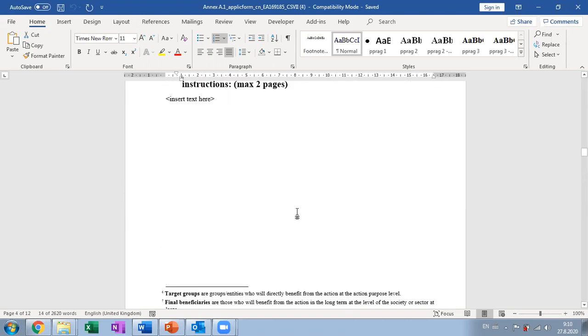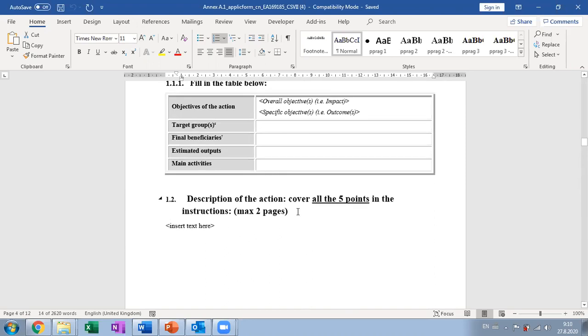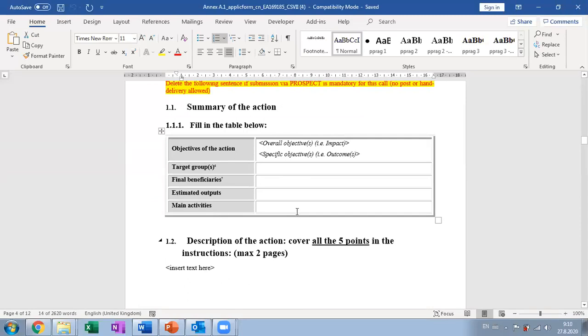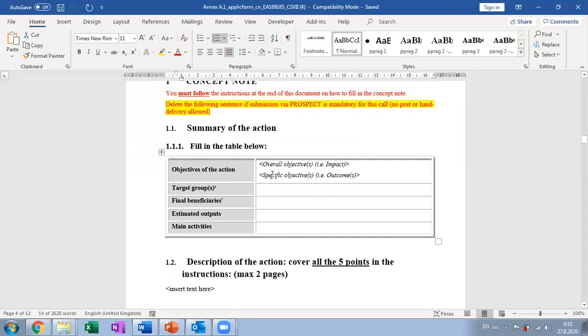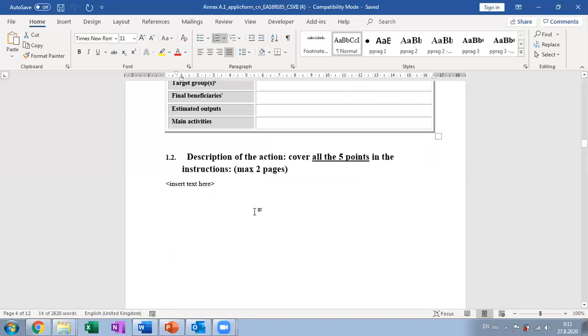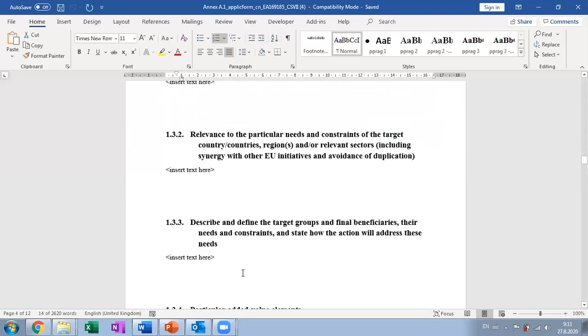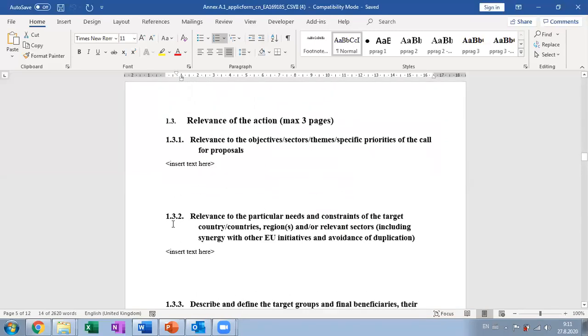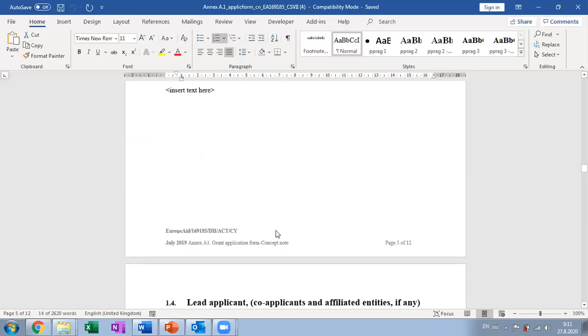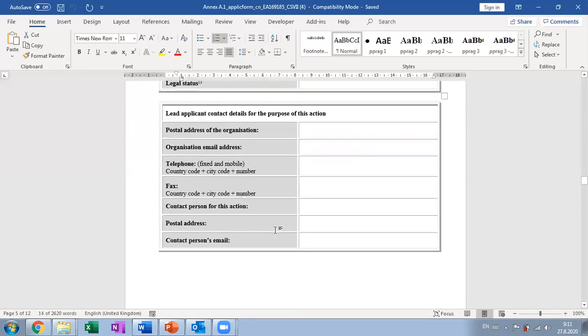The concept note itself is, so to speak, divided into, let's say, three main parts. The first one is the summary of the action. It's a table that's completed. Then there is the description of the action, and then there is the relevance of the action. And in the relevance of the action, you have a couple of questions that are asked, and we will go through all these questions today using the instructions.